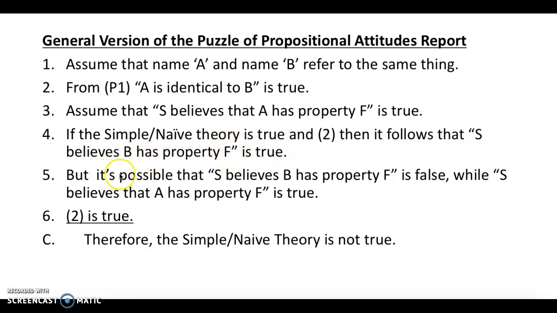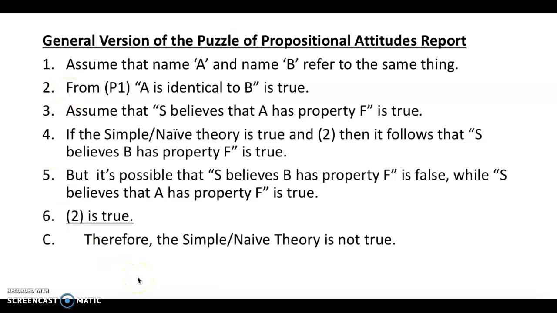However, it seems possible that the sentence S believes B has property F is false, while at the same time the sentence S believes that A has property F is true, even though both A and B refer to the same person, because we do know that they refer to the same person, right? This follows from the assumption that we made in premise 1 and the inference that is made in premise 2.